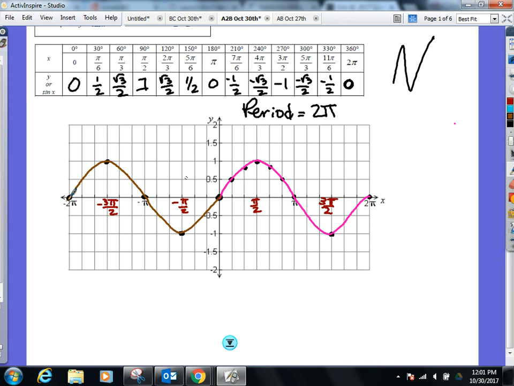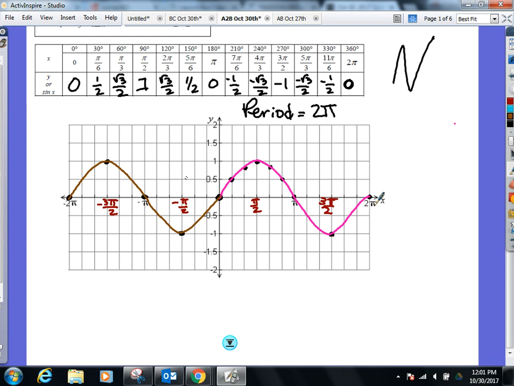This is the last time I'm going to have you do something on the table like this. Last time. From now on, all I need are, ready? 1, 2, 3, 4, 5 key values. That's all I want you to graph now. 0, pi over 2, pi, 3 pi over 2, and 2 pi. That's all I want you to graph from now on.